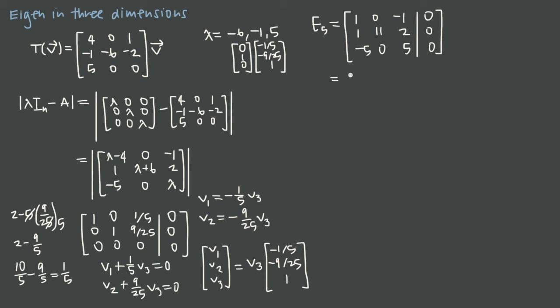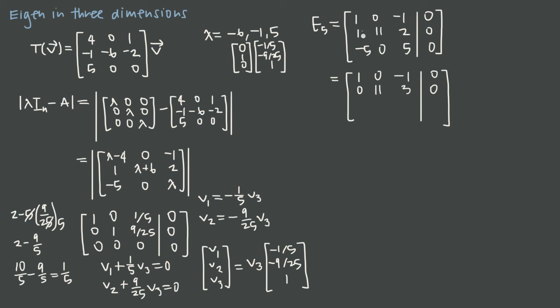We'll go ahead and subtract the first row from the second row. So the first row will stay the same. And then for the second row, we'll get 1 minus 1 is 0, 11 minus 0 is 11, 2 minus a negative 1 is 3, and 0 minus 0 is 0.